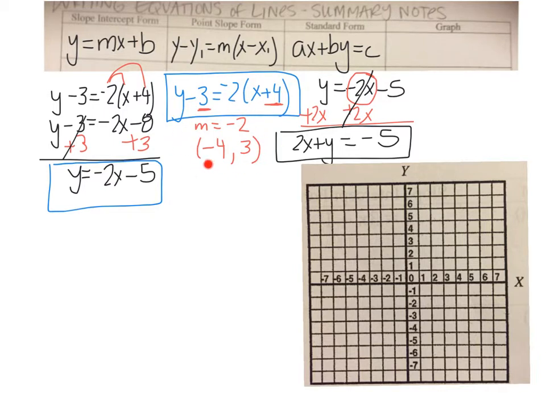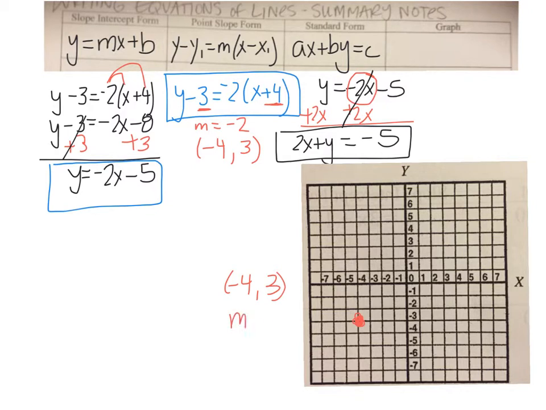Let's graph from here. They gave me a point and they gave me the slope. So they gave me the point negative 4, 3. So negative 4, 3 is right here at this point. Sorry guys, it's kind of hard for me to see with my pen.